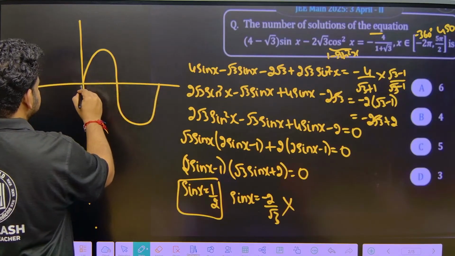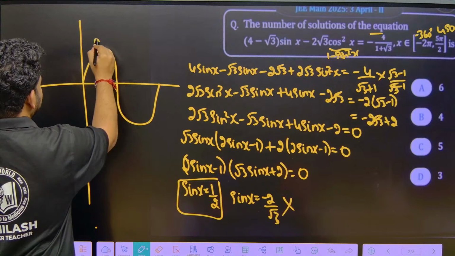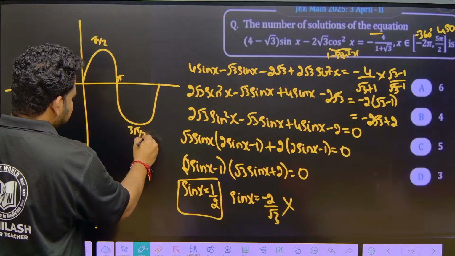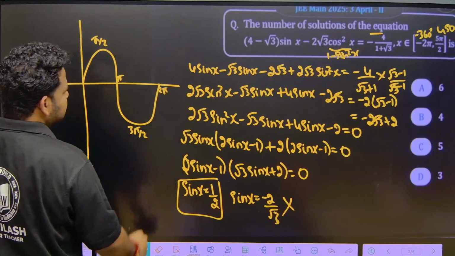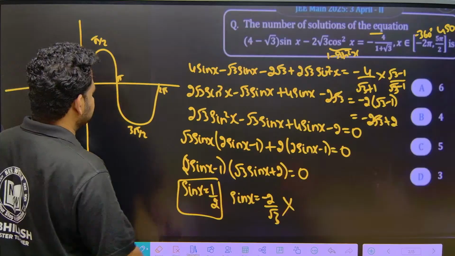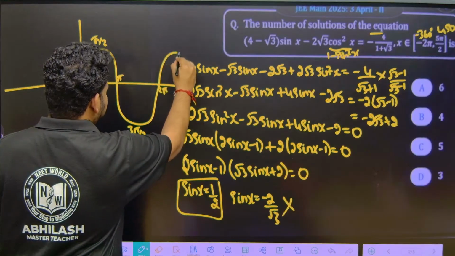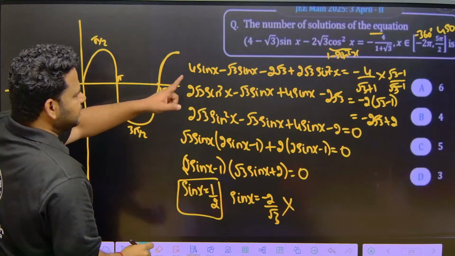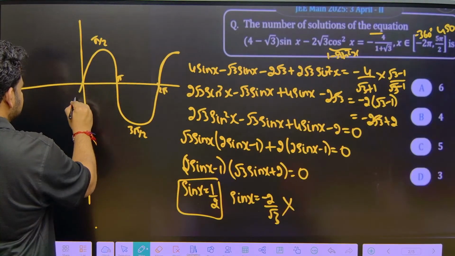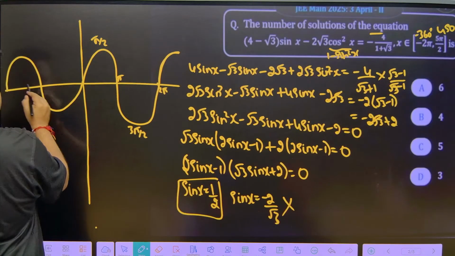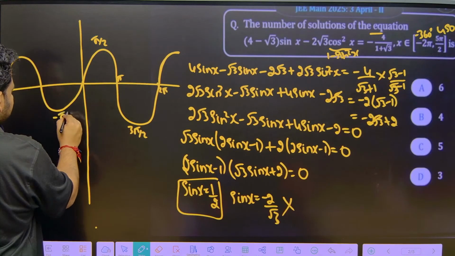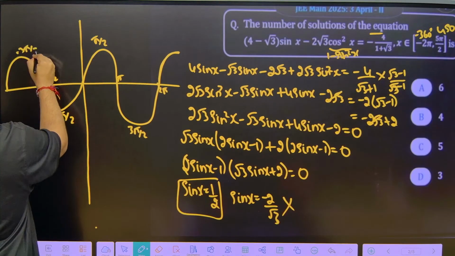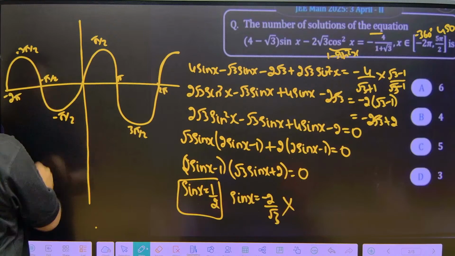See here, this will be pi by 2, this will be pi, this will be 3 pi by 2, this will be 2 pi. Okay, next they are telling us 5 pi by 2. So that means this will come up till here, friends. Now what about this? This side it is minus 2 pi. So this will be coming up till here. This is minus pi by 2, this is minus pi, this is minus 3 pi by 2, and this will be minus 2 pi.